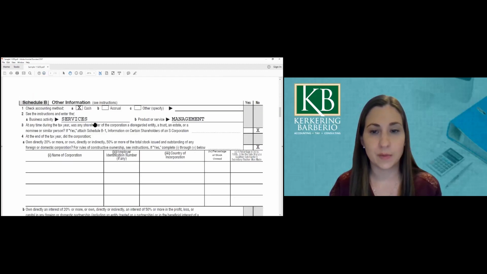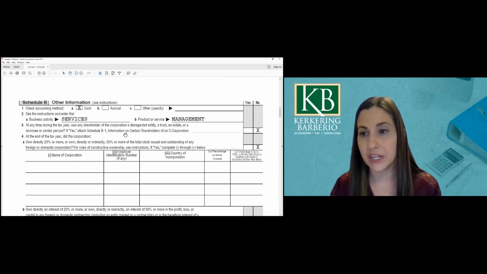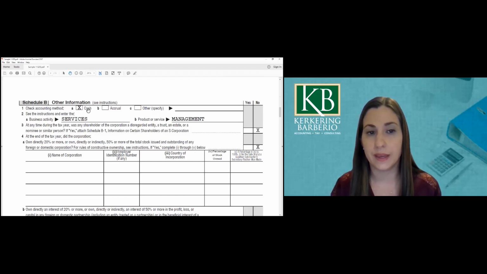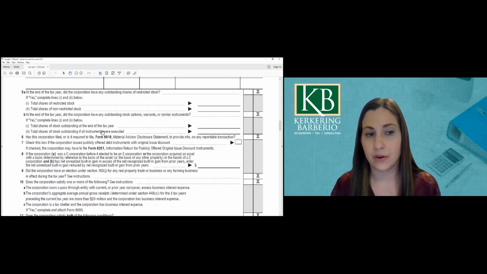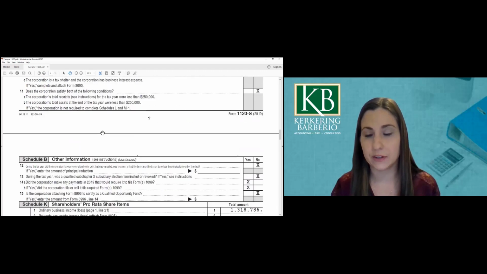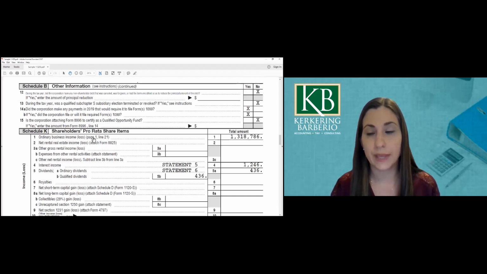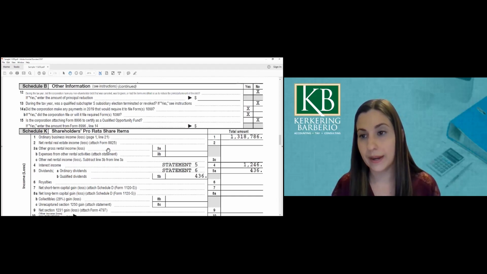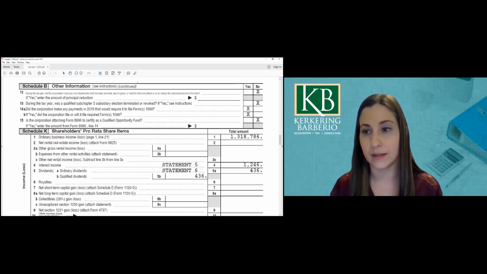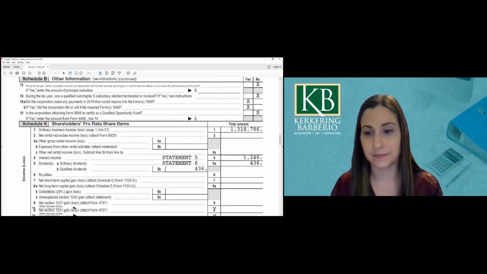Moving on to the second page, this is Schedule B. It has some other pertinent information about the entity, the type of business, and whether they are reporting on a cash or accrual basis. There's some other questions here that need to be answered on the form, and that brings us to the Schedule K, or shareholder pro rata income items. And these are the items that pass through to the shareholder on a Schedule K-1 and are reported on their individual taxes.